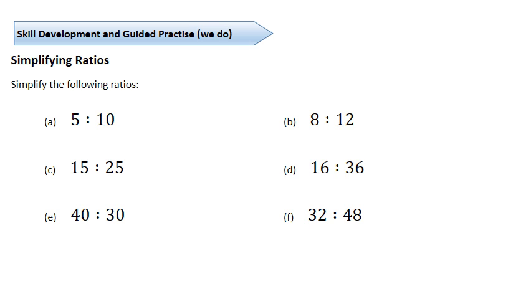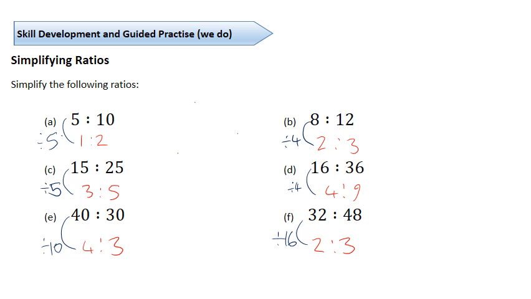So pause here, have a go at doing these ones by yourselves. Remember, find the highest common factor, divide both sides by that factor. So just have a look over those answers, make sure you got those ones. The last one you may have had to use a calculator for if you don't know your 16s times tables, which I don't off the top of my head, so that's fine.